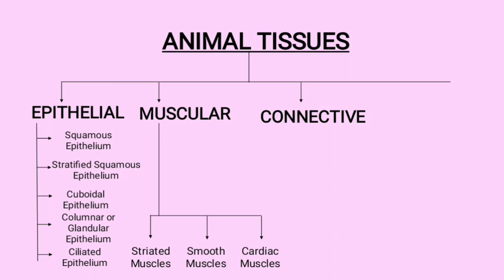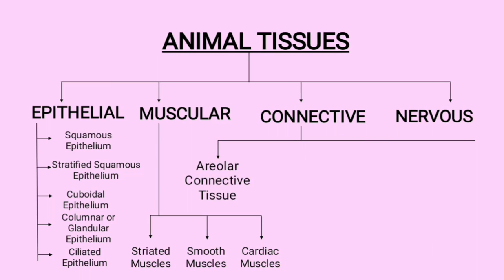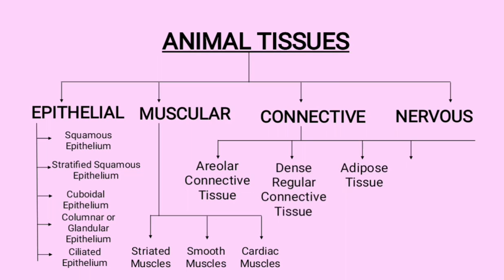Now, the third one is the connective tissue and the last one is the nervous tissue. Connective tissue is one of the most important types of tissue because it has so many types and the types again are differentiated into different types. So, connective tissue is basically of 5 types. The first one is areolar connective tissue, second is dense or regular connective tissue, the third one is adipose tissue, the fourth one is skeletal tissue and the last one is the fluid connective tissue.